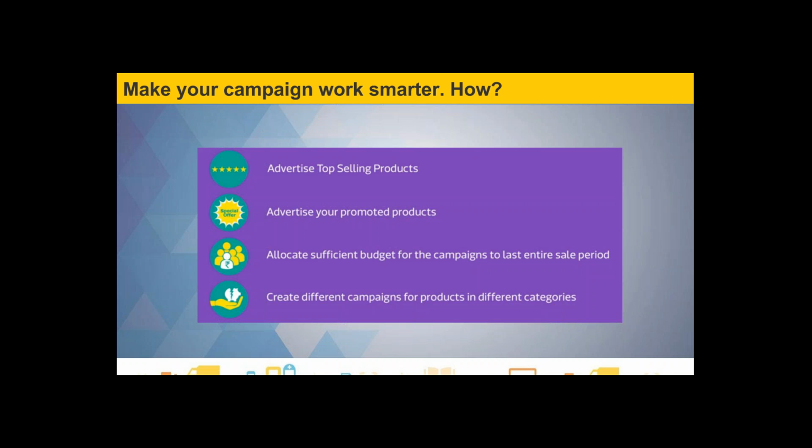Third, allocate sufficient budget for the campaign to last the entire sale period. So, if the sale is for 5 days and you have 10 products to be advertised in a campaign, add enough budget for that duration so that it gets the visibility and conversions needed until the sale end date.